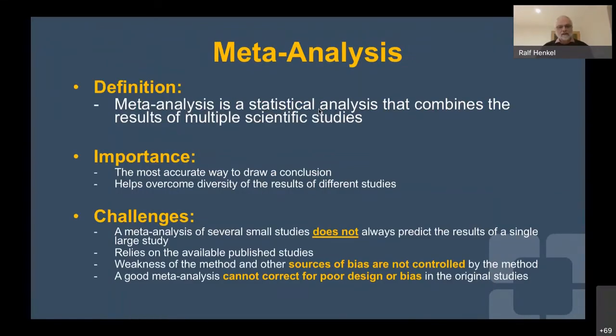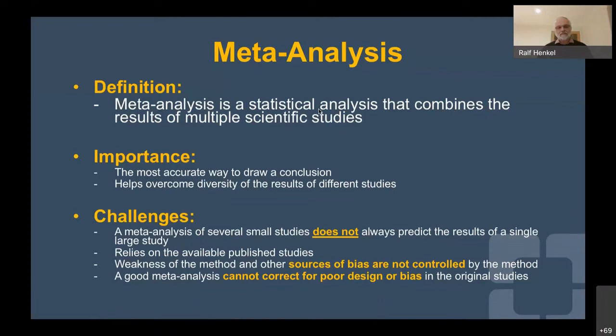But what is a meta-analysis? A meta-analysis is basically a statistical analysis that combines the results of multiple published scientific studies. And it is important to know that this is the most accurate way to draw conclusions. Of course, everybody is drawing conclusions from their own studies, but the meta-analysis is combining all these different studies. And thereby it helps overcome the diversity of different results from different studies.